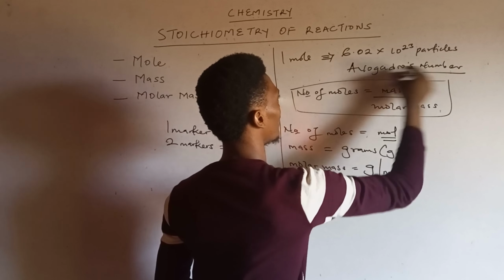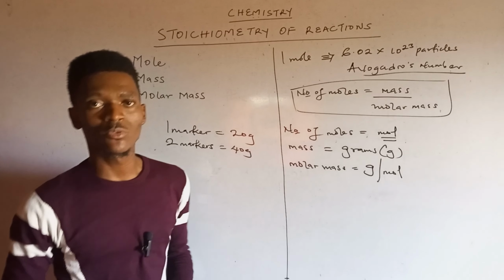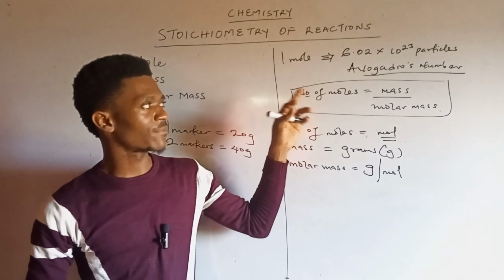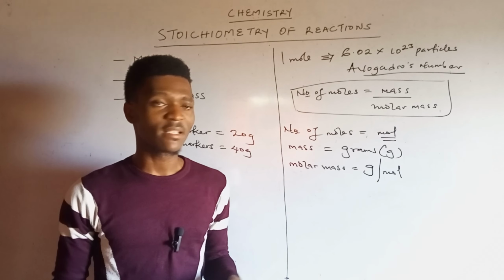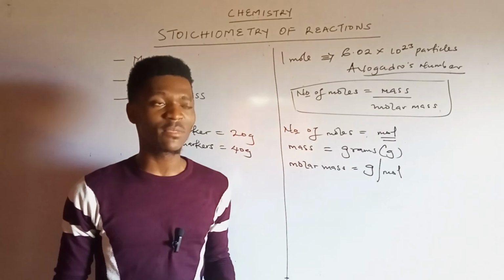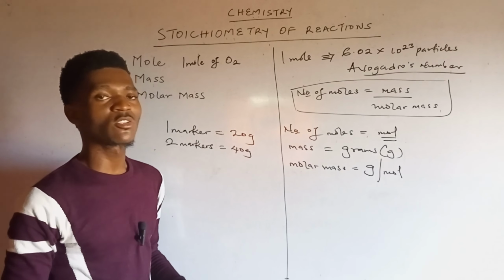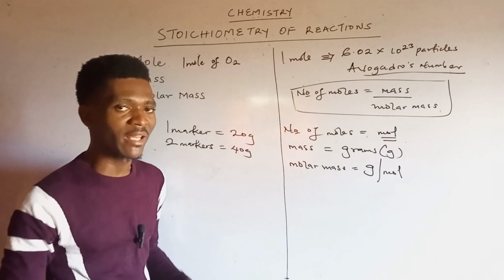The Avogadro's number. Alright, that's 6.02 times 10 raised to the power of 23. Now, looking at that value, it means that 1 mole of any substance, be it an element or a compound or a gas, is equivalent to this. So if you are now asked, 1 mole of oxygen molecule will be equivalent to 6.02 times 10 raised to the power of 23 oxygen molecules.